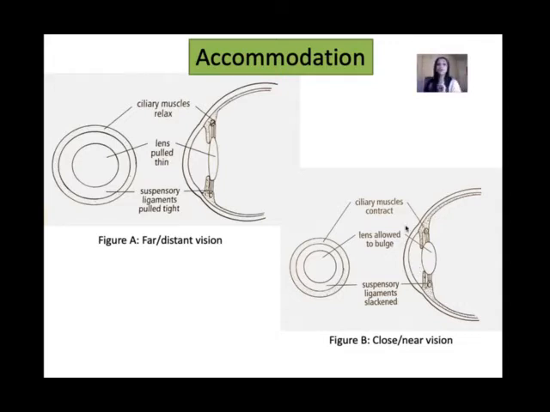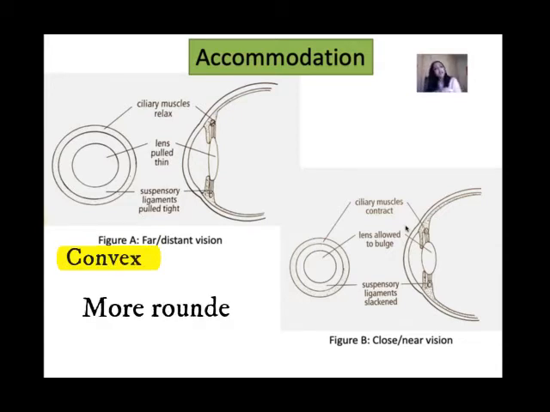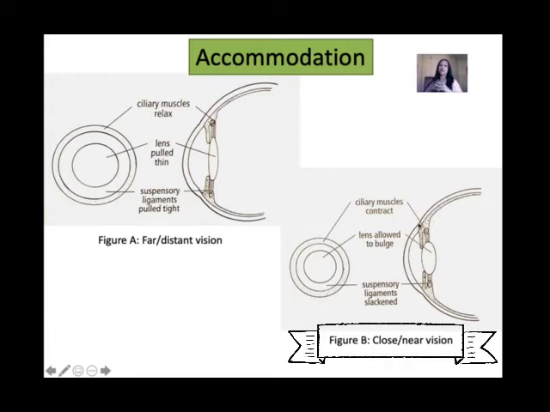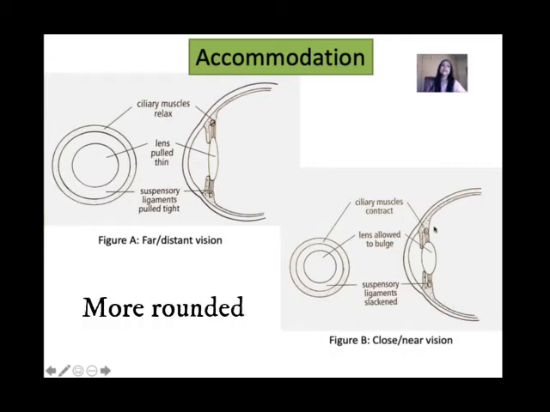Now, I want to introduce you to a word called convex. Convex just means more rounded. Which of the 2 figures has a more convex lens? Will it be figure A or will it be figure B? Yes, it's going to be figure B. Right. What does convex mean? It means more rounded. And when a lens is convex like this, more convex, it has the ability to bend the light or refract the light that's coming through.